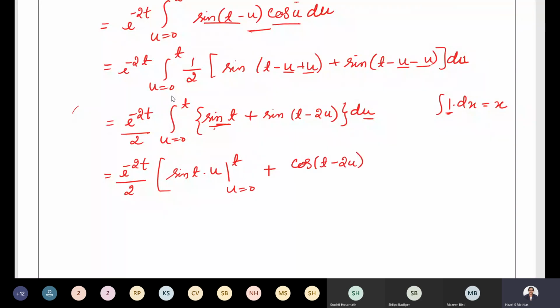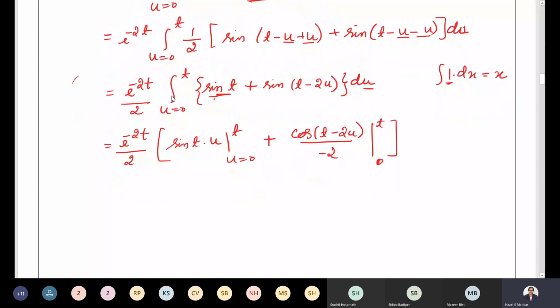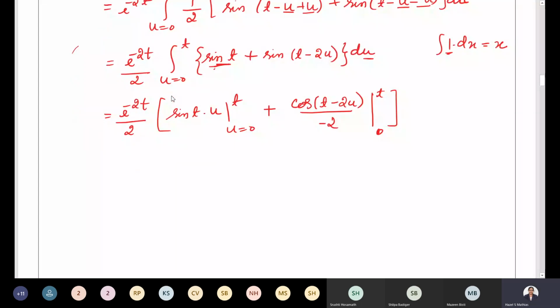divided by what term in the denominator? Minus 2, ma'am. Okay, and the limits will be from 0 to t. Now put the limits. After applying the limits, we get e power minus 2t divided by 2. For sin t into u, you have to put the limits for u: upper limit is t, lower limit is 0. So t minus 0 into sin t, which is nothing but t sin t.